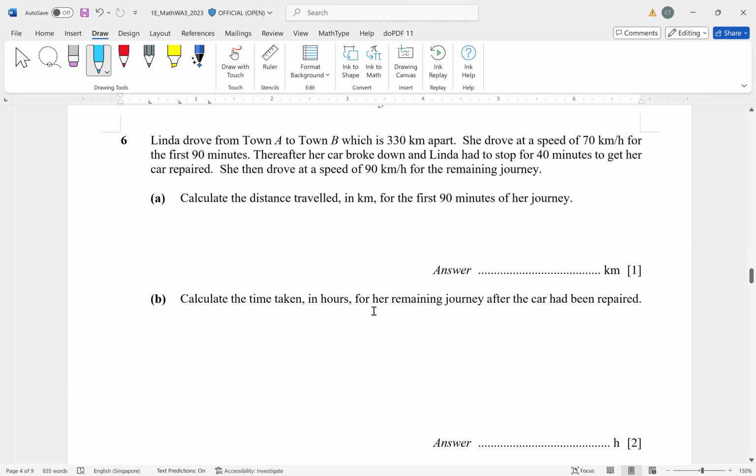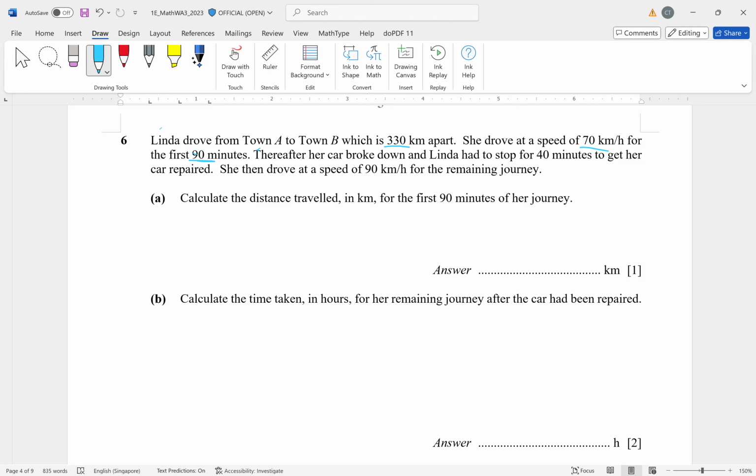Okay, let's take a look now at question 6. So Linda drove from town A to town B, which is 330 kilometers apart. To underline the key info, she drove at a speed of 70 km per hour for the first 90 minutes. Okay, I can see the pen. For the first 90 minutes.